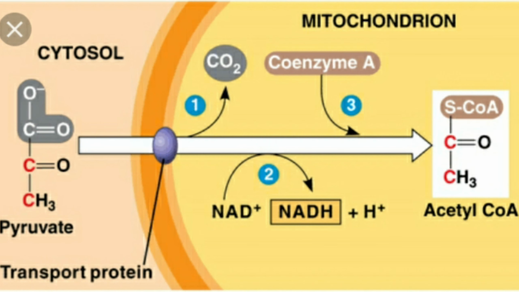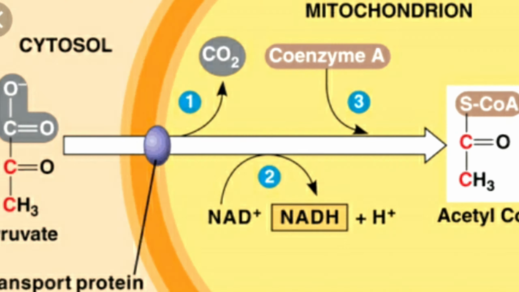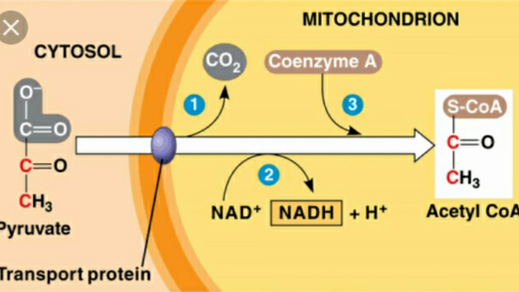Clear, children? A carboxyl group is removed from the pyruvate molecule and a molecule of carbon dioxide is released, leaving behind a 2-carbon molecule. In the second step, the 2-carbon molecule from step 1 is oxidized and the electrons lost in the oxidation are picked up by NAD plus to form NADH.